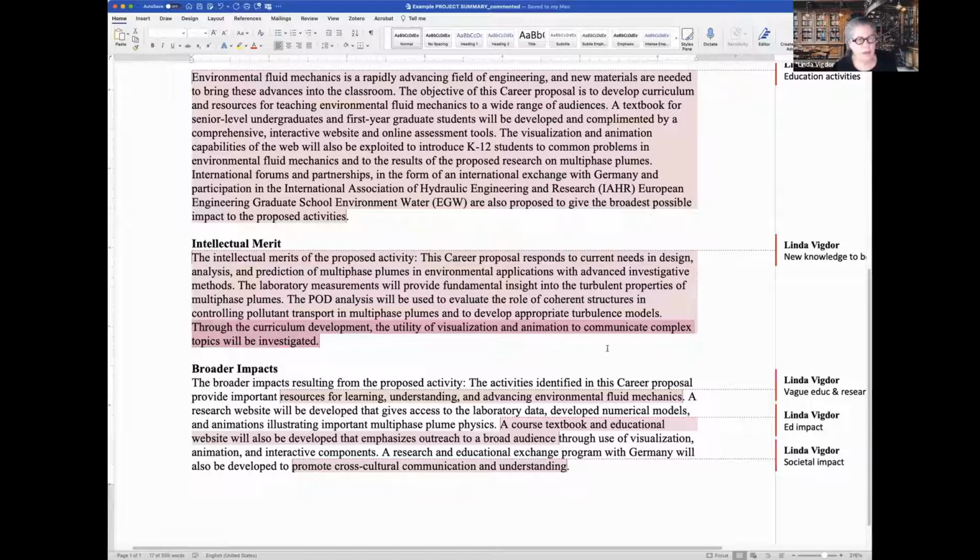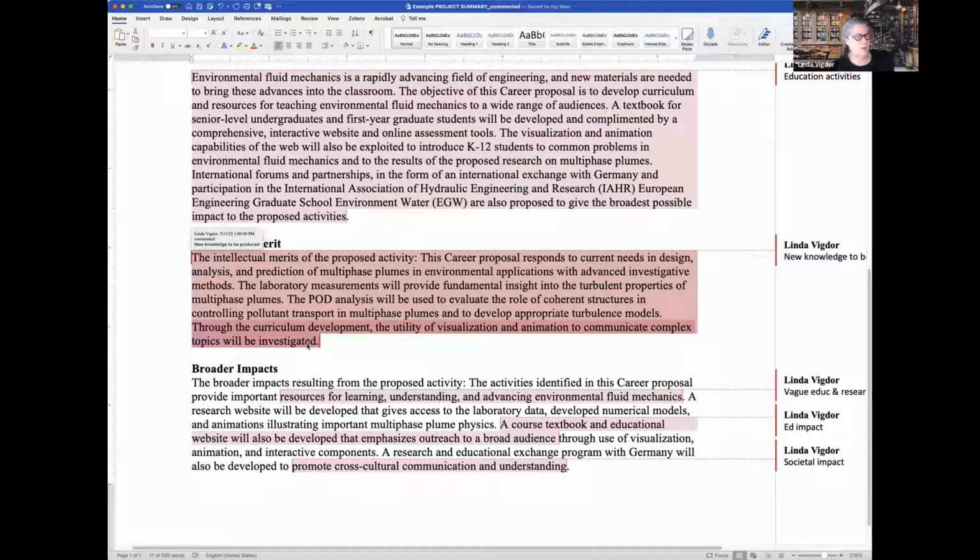Here, it's a little vague. All we know here is that there's going to be curriculum development and using visualizations and animation to communicate complex topics, and they're going to be investigated. That's more of what's going to happen. It's not an intellectual merit the way it's framed.